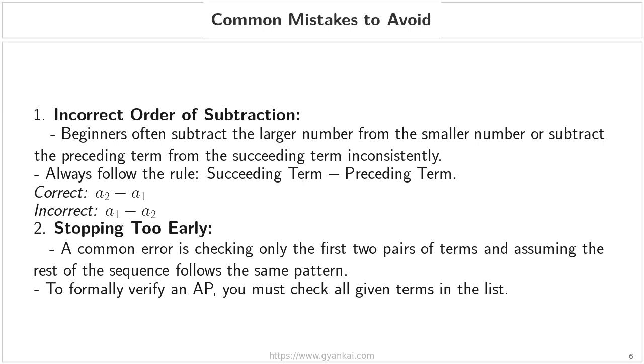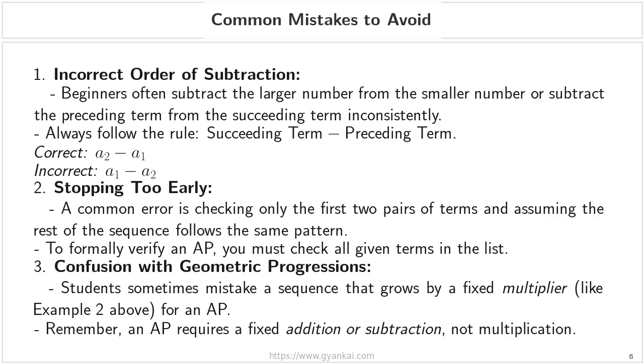Finally, there is the confusion with geometric progressions. This is a very important distinction. Sometimes, you might encounter a sequence that grows very quickly, like the one we looked at in example 2, where each number is multiplied by 2. Students often mistake this type of growth for an AP, but remember, an arithmetic progression is strictly about addition or subtraction. If you see a fixed multiplier instead of a fixed difference, you are dealing with a different type of sequence entirely. Keep these 3 points in mind, and you will avoid the most common traps in this topic.